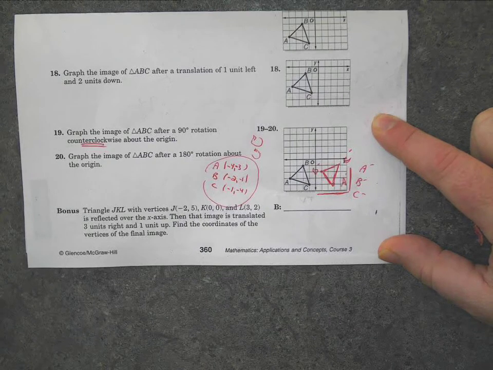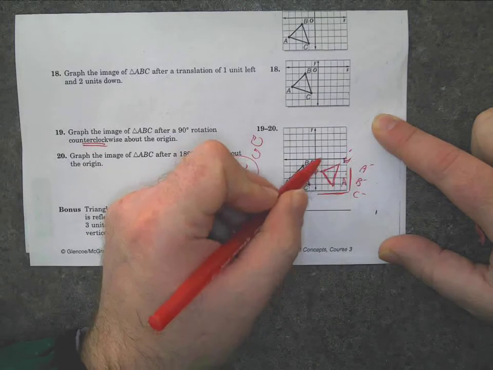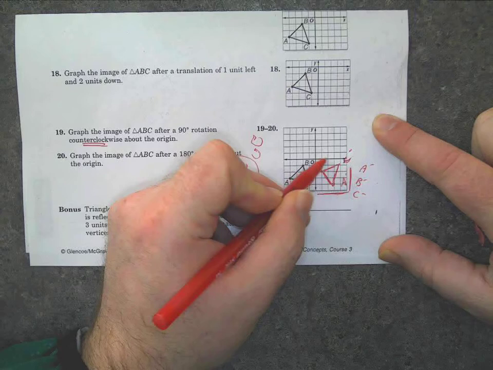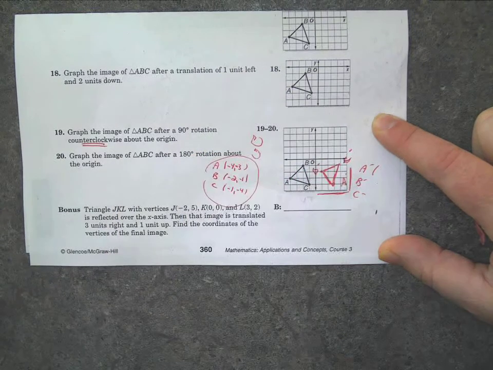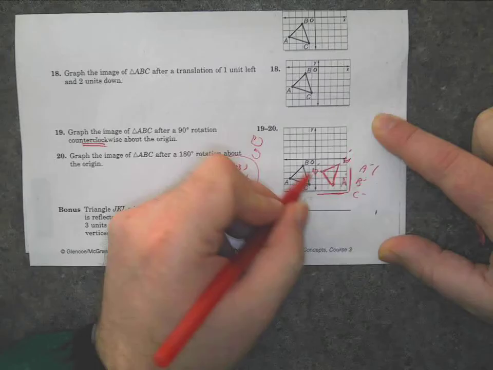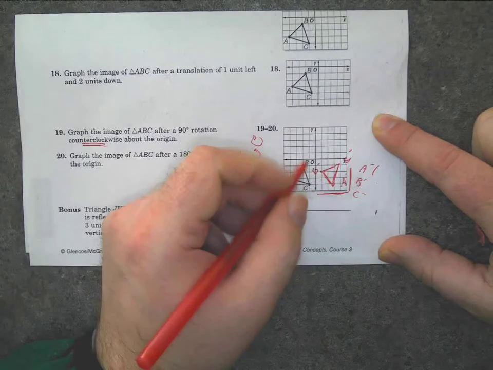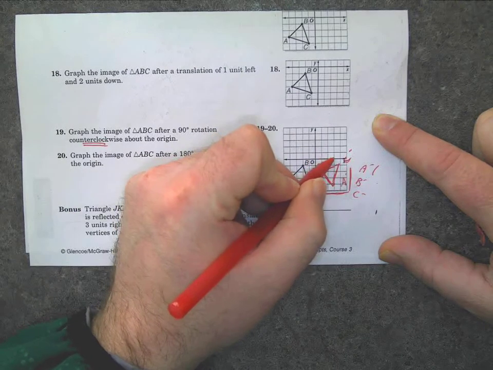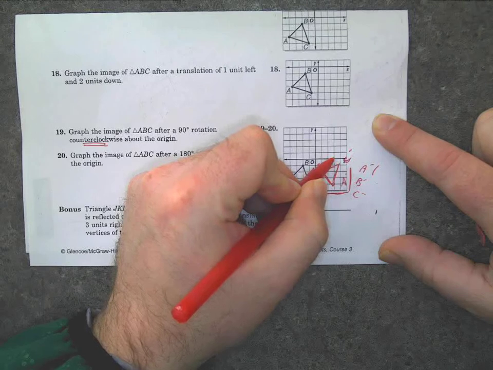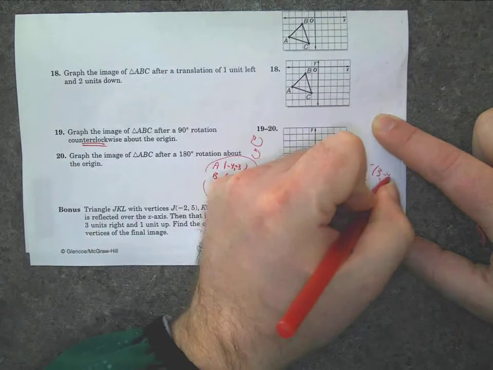Anybody? Come on. Zach, what do you got? 1, -2. No, A, I'm sorry. Start with A first. Nope, that's where B is. Rory. 4, -1. No. Courtney. 3, -4. 3, -4.